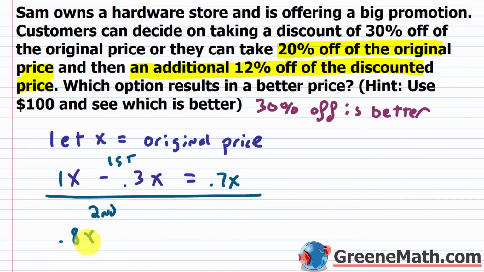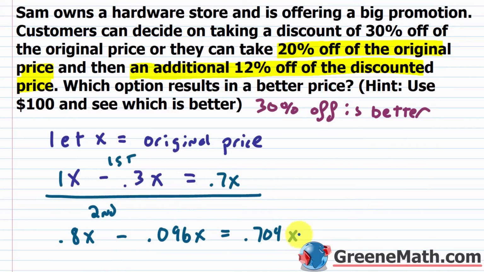So we have 0.8x. We're taking off an additional 12% from this. So minus 0.12 times 0.8x. What's this going to give me? 0.12 times 0.8 is 0.096. So let's put 0.096x. And if we do the subtraction, 0.8 minus 0.096 is going to give me 0.704x.